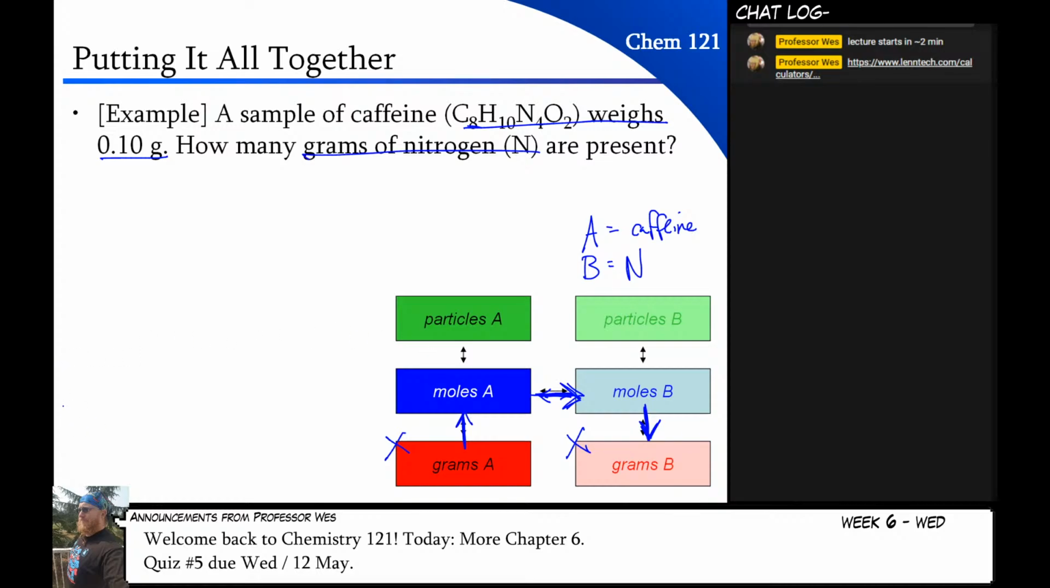I'm going to write out the relationships over here just because I'm going to run out of space with those arrows if I don't. So the first relationship we're going to have is grams of caffeine to moles of caffeine. And in 1 mole of caffeine, which is C8H10N4O2, we'll go to Lentech and type that in. I have a really loud keyboard, so 194.19 is what I got.